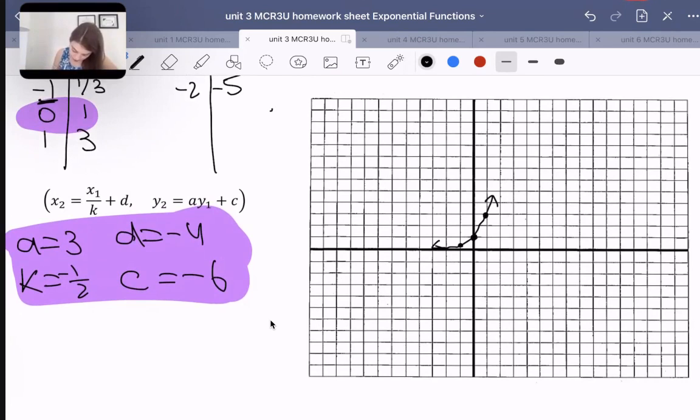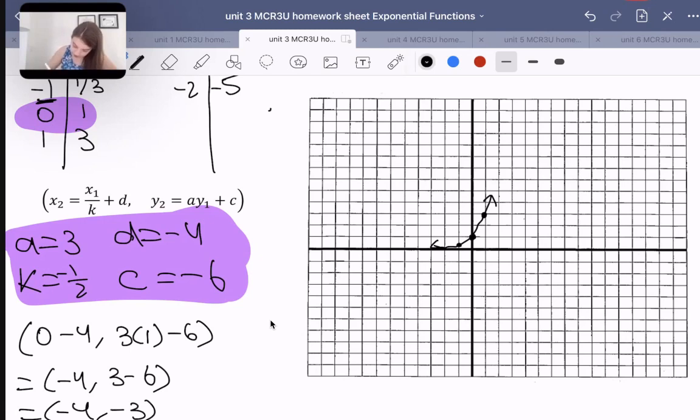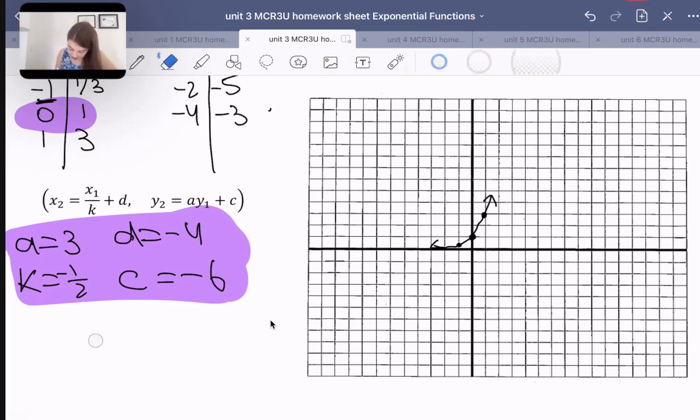We have x1, which is 0 in this case, over k. Well, whatever that is, that's just 0, plus d, so -4. Then we have a y1 plus c, so that's 3 times 1 minus 6. So that is equal to -4, 3 minus 6, which is equal to -4, -3. And there's our second transformed point. Fantastic. And now let's do the very last one, the third transformed point, and then we can graph this.